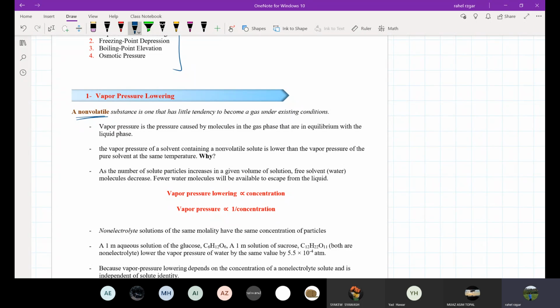Then what is vapor pressure? It's the pressure caused by the molecules in gas phase that are in equilibrium with the liquid phase. For example, let's say we have a container like this. This is the cap of the container, and the cap is closed. This container contains water. Just water, nothing else. This water, at a certain temperature, will evaporate.